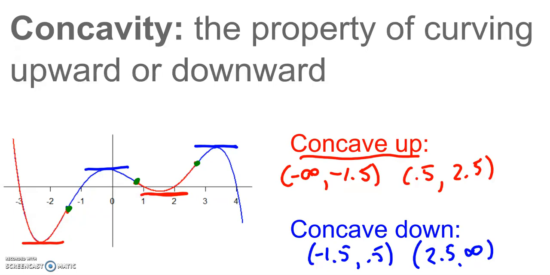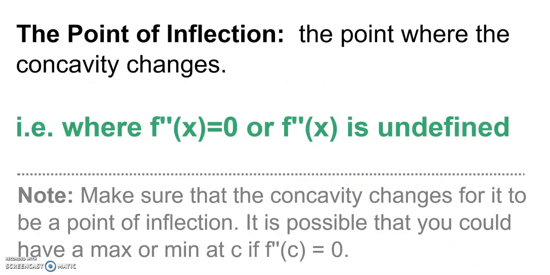Okay, so let's talk about that just a little bit more. Go ahead and pause and write this down, and then we'll talk about it. So here we have point of inflection is a point where the concavity changes. So in other words, where the second derivative equals 0 or it's undefined. And again, make sure that concavity changes for it to be a point of inflection. So it's got to go from up to down or down to up. And it is possible that you could have a max or min at that c value.